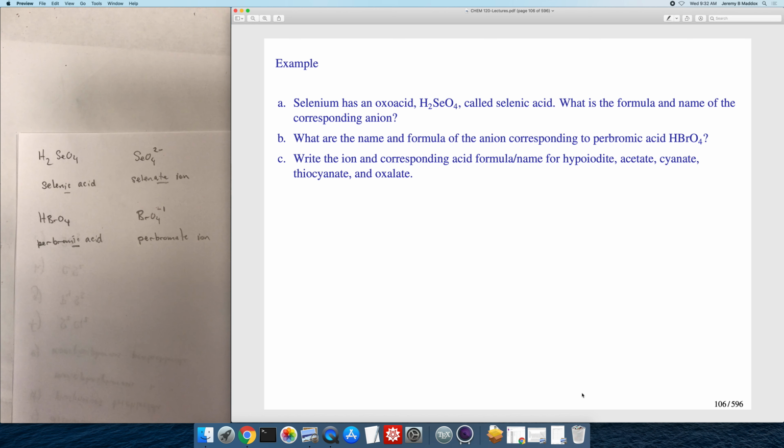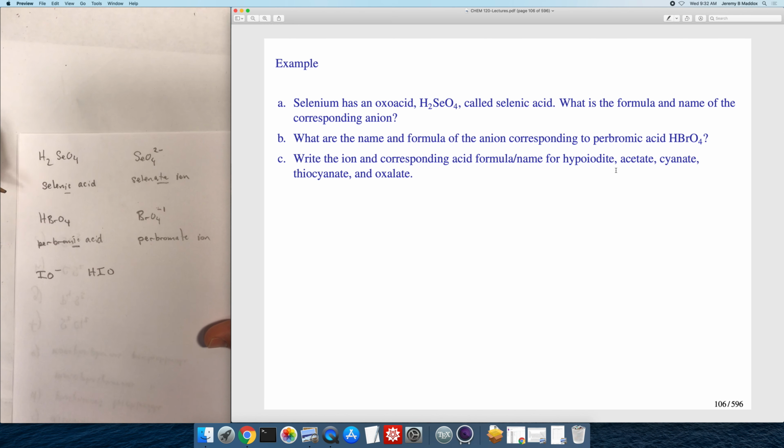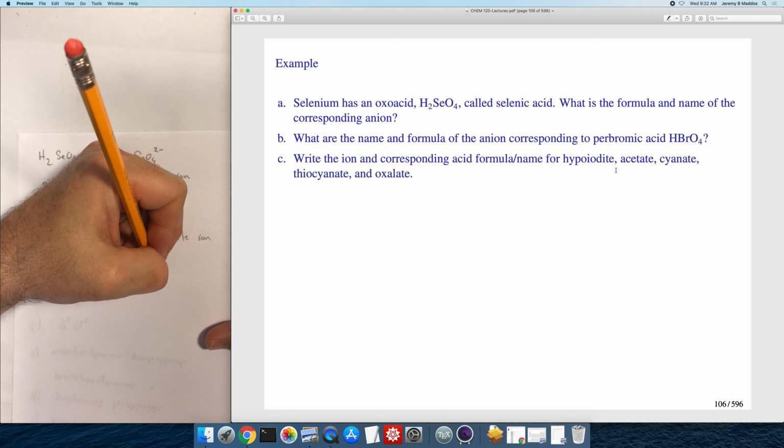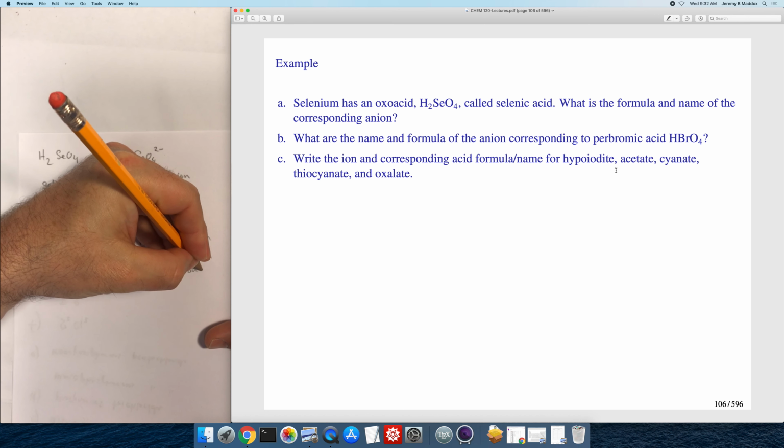Here we have a bunch of anion names, and they want us to write down the formulas, and they also want us to write down the formulas for the corresponding acids. So I'm just going to go down this list. The hypoiodite ion is IO-. You add a proton to that. So that's the corresponding acid. I'll even put the phase label. And then the name would be hypoiodous acid.